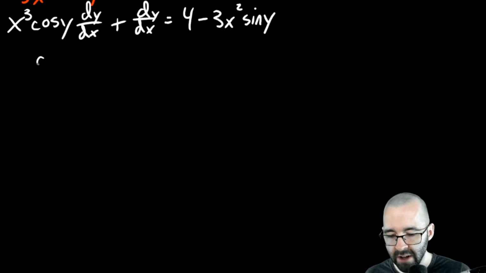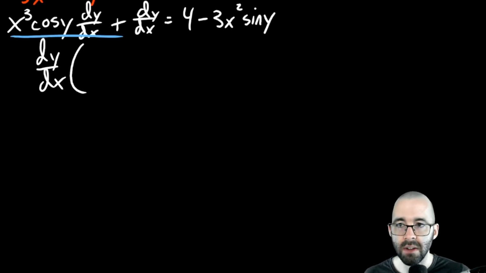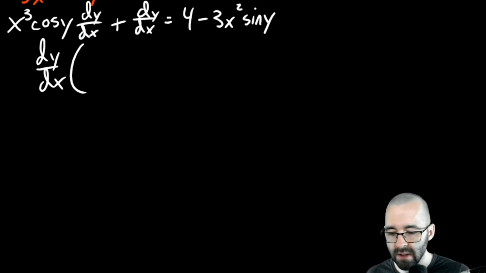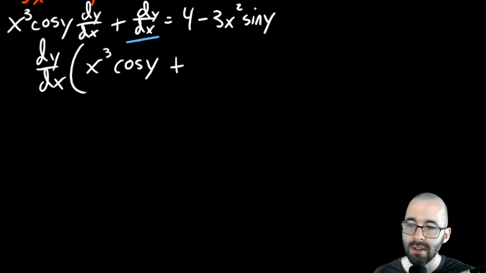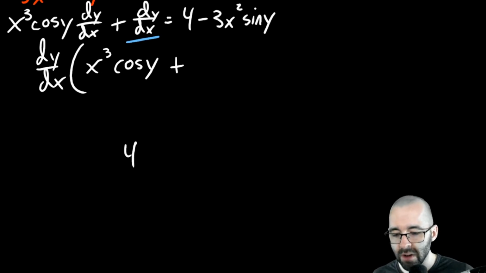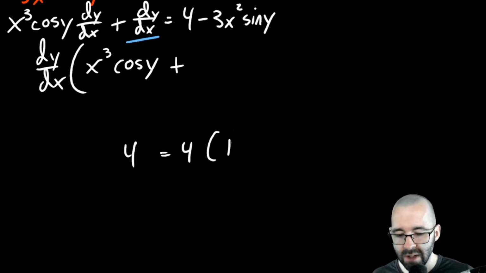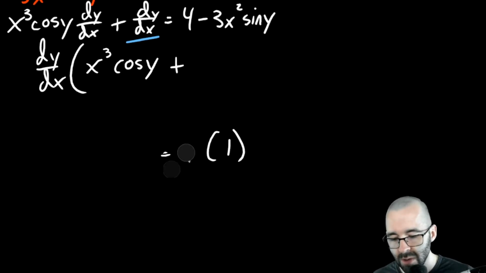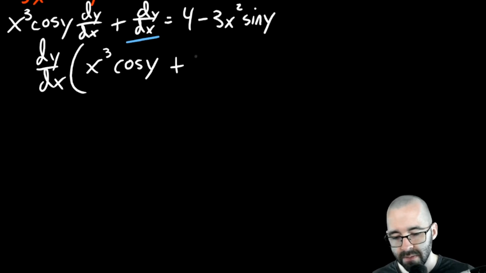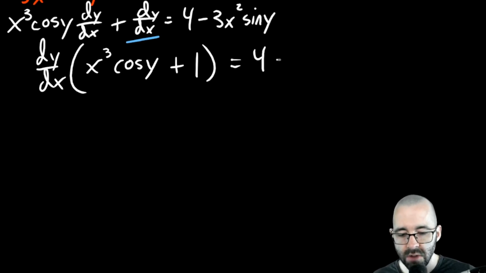So factor out a dy/dx. When we factor it out of this term, what's left over? x cubed cosine of y. When we factor out dy/dx from this one, what's left over? And be very careful, the answer is not 0. Right? If I factor out a 4 from 4, it's 4 times 1, right? It's not 4 times 0. 4 times 0 would be 0. There's a 1 left over in the parentheses. And the right-hand side's just chilling. It's just relaxing.